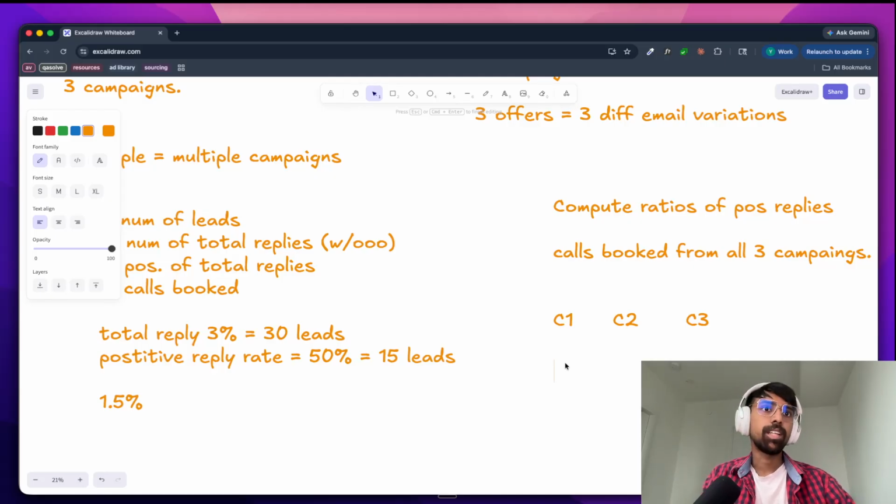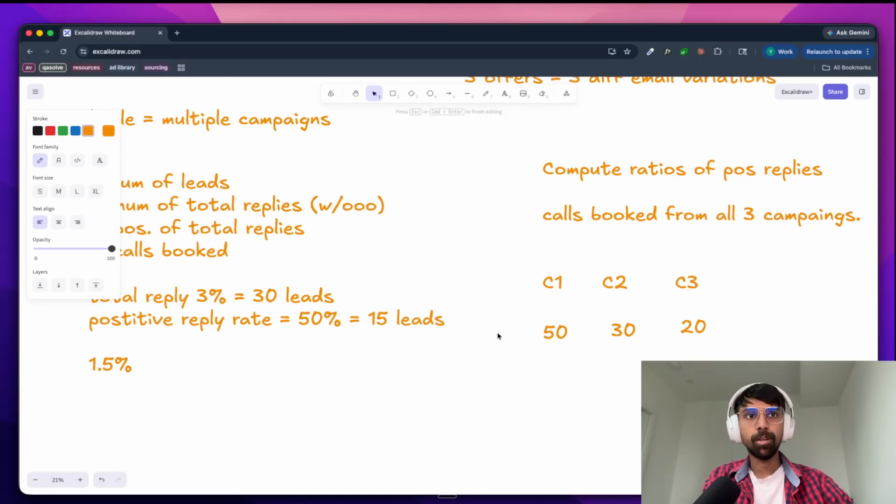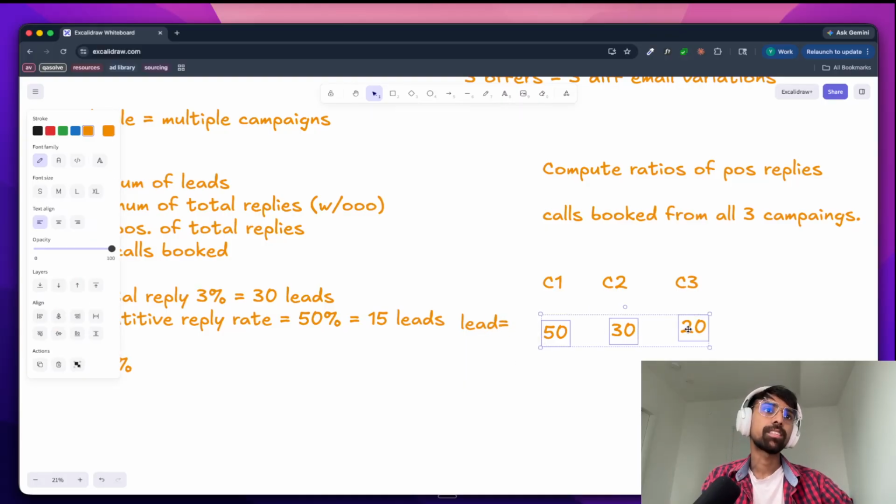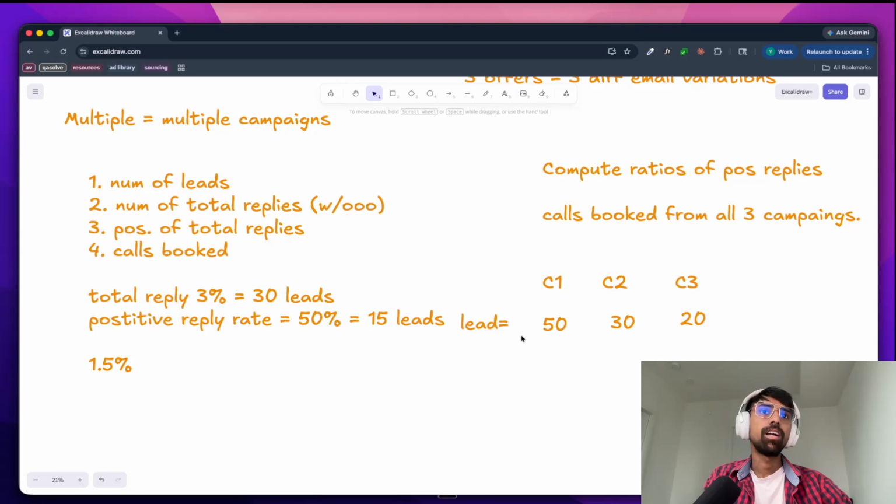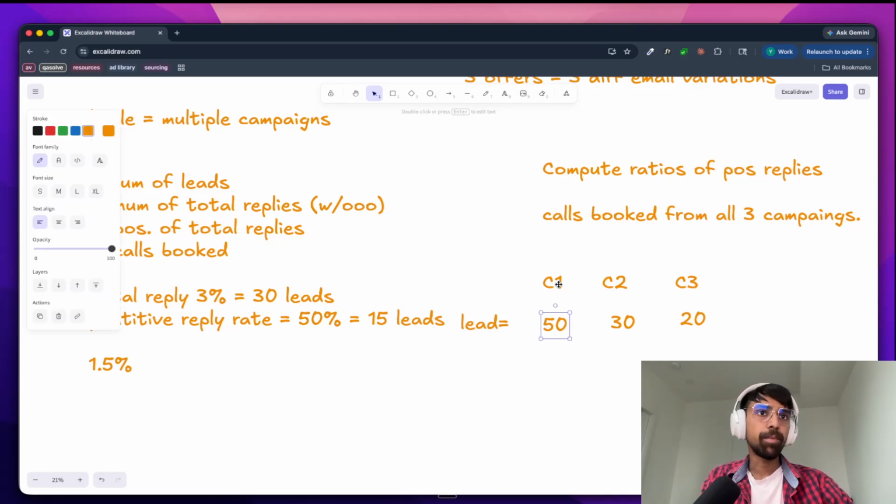So in this case, let's say you have 50 leads in one, 30 leads in another, and 20 leads in the third. If you just look at the number of leads, you'll see that campaign 1 is outperforming all of them by a margin. But then you have to look at another level.